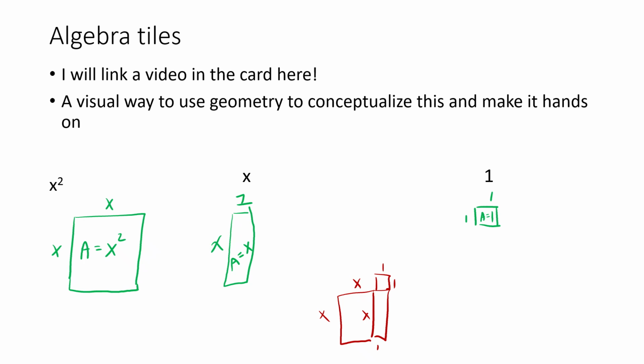And they can also do negatives. So typically, if the algebra tile is one color, it's positive, but if it's red, okay, so if it's yellow or blue or green, it's positive. And if you flip it over, it'll represent negative x or negative x squared or a negative number.